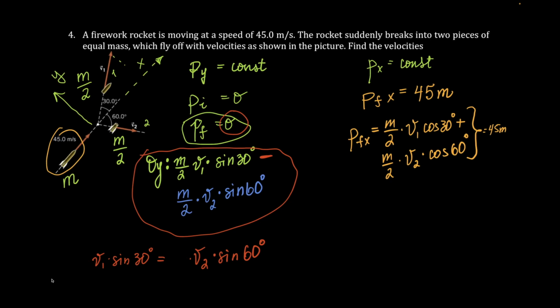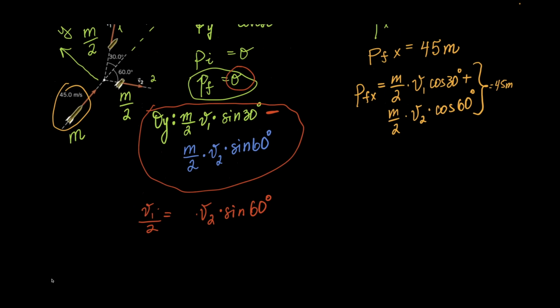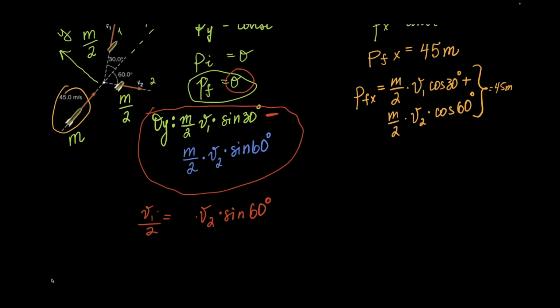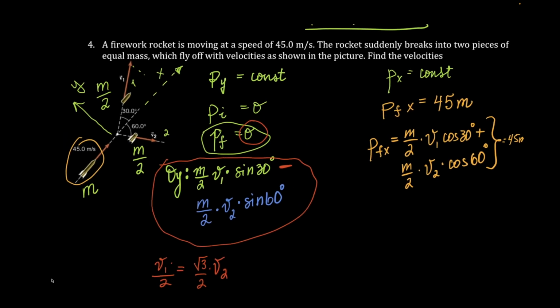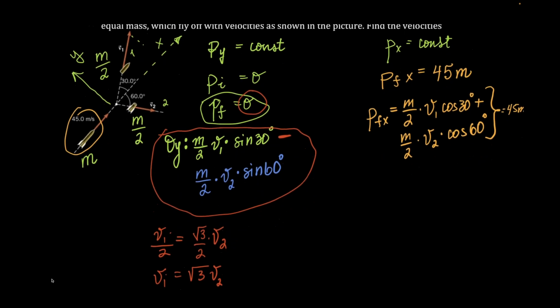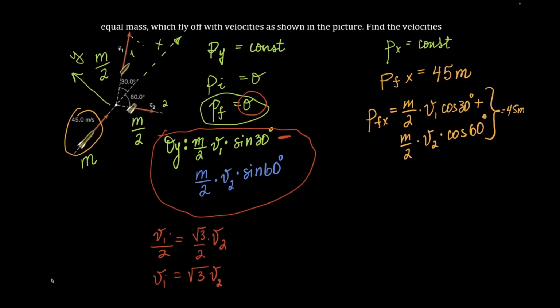Then remember that sine of 30 is half, and I'm just going to replace the sine of 30 with 1/2. So v1/2 equals v2 sine of 60. Sine of 60 is root of 3/2, so might as well replace that. Root of 3/2. And then what do you know? v1 equals root of 3 times v2. Look at that. They even drew it for us. See how v1 is longer than v2? That's because v1 is root of 3 times v2. Root of 3 is 1.7-ish.